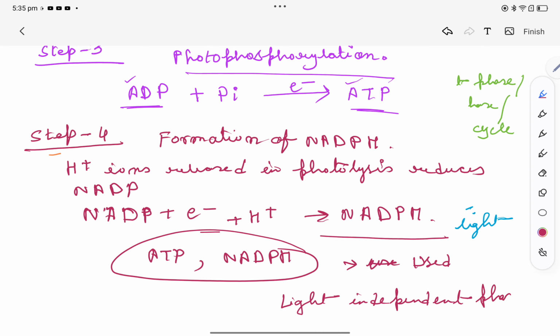So that's it for today's video. This was the first phase of photosynthesis, the mechanism of photosynthesis. In the next video I am going to explain the light independent phase, also called the Calvin-Benson cycle, in detail.